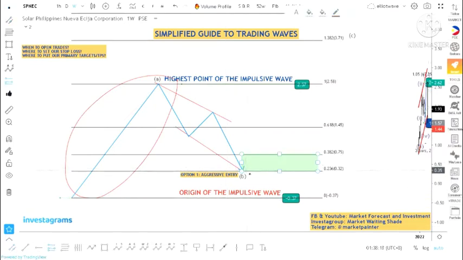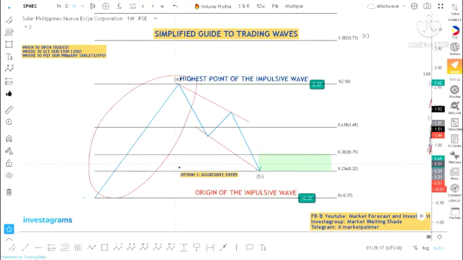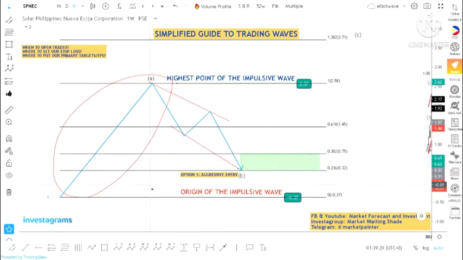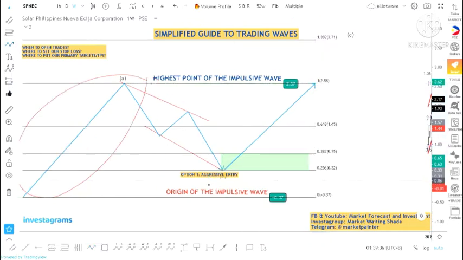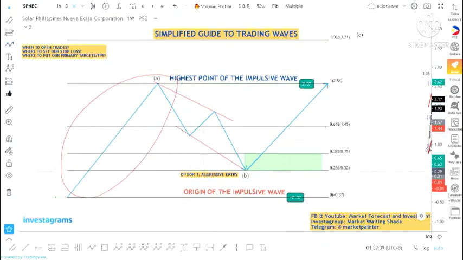Either we place our entry here or limit orders here. This part here will be our aggressive entry. We anticipate that the price will complete on these levels, this area, and then we can go long, and our target will be the last high. So this will be option 1 of entering the trades, anticipating that the price will end on 236 and 382.